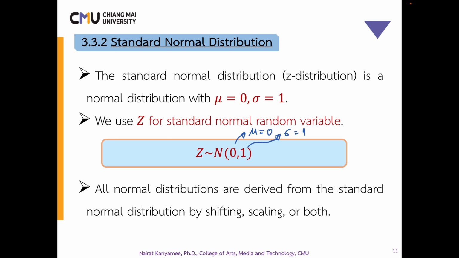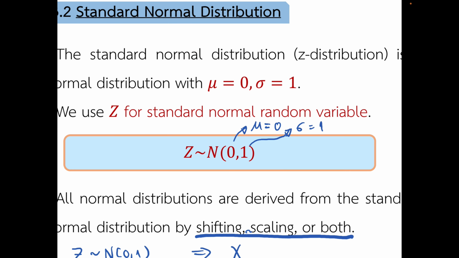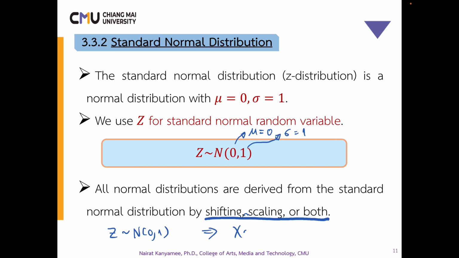All normal distributions are derived from the standard normal distribution by shifting, scaling, or both. So we can work with the standard one, and then we can scale back to the non-standard one. Z follows N(0,1), and we can shift, scale, or both to get the non-standard one, which is X follows N of parameters mu and sigma, which are not 0 and 1.